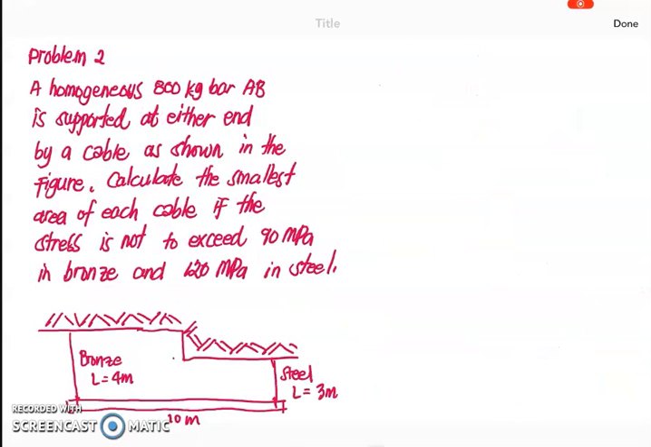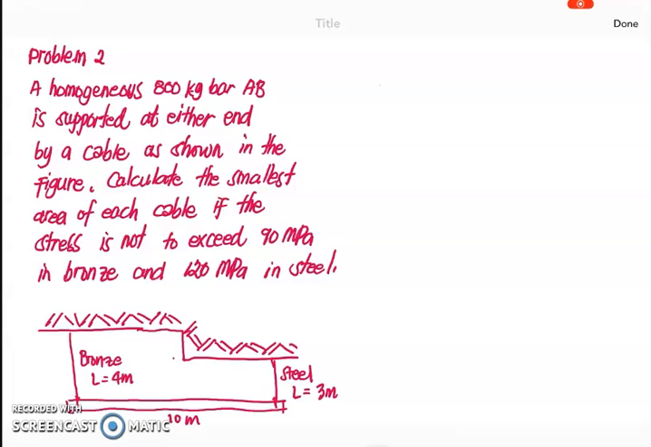Okay, let's have problem number 2. A homogeneous 800 kilogram bar AB is supported at either end by a cable as shown in the figure. Calculate the smallest area of each cable if the stress is not to exceed 90 megapascal in bronze and 120 megapascal in steel. So we are given our figure.